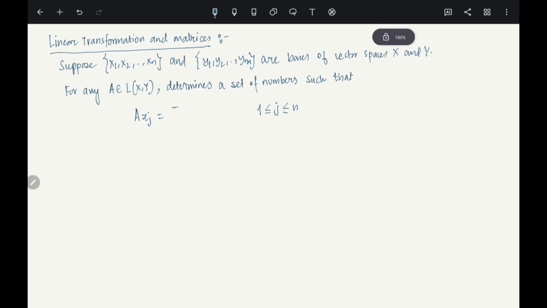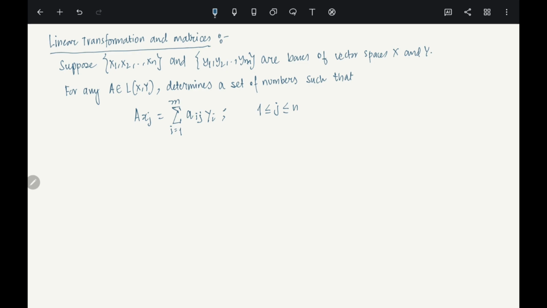So you can actually write it in terms of a summation: A of xj equals the sum of aij yi, where i varies between 1 and m. So it will be a linear combination of the yi's, and this holds for all j between 1 and n.